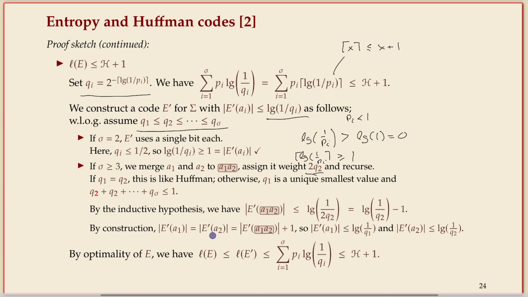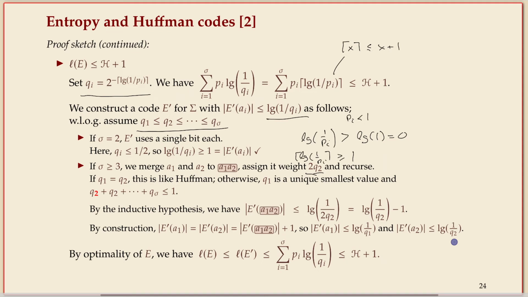And now if you remember what Huffman did, if you lump these two characters together and then recurse, at the end you have to split them again and add this last bit to distinguish the two characters. So that's what we do here. The code word in our constructed code E prime for these two symbols A1 and A2 is the code from before plus this one distinguishing bit. And so the code word for both satisfies this inequality again that we need. And that establishes the inductive step.